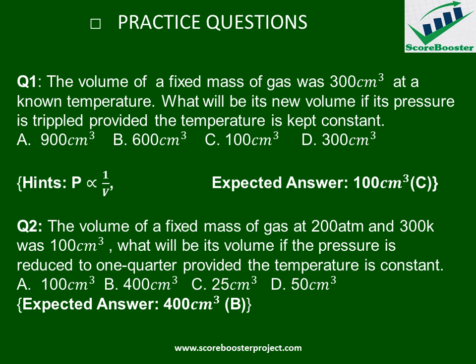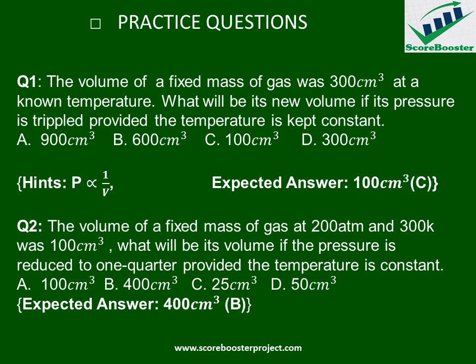Now on to practice questions, and the first question here for your practice goes thus: the volume of a fixed mass of gas was 300 cm3 at a known temperature. What will be its new volume if its pressure is tripled, provided the temperature is kept constant? Option A here is 900 cm3, option B is 600 cm3, option C is 100 cm3, option D is 300 cm3.